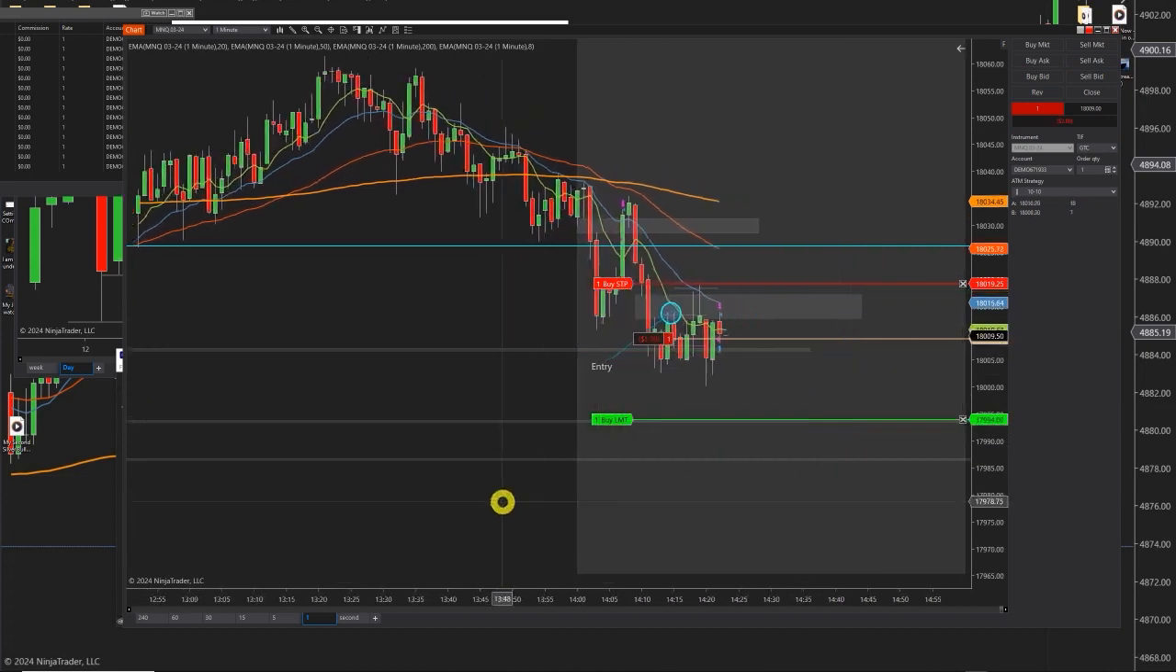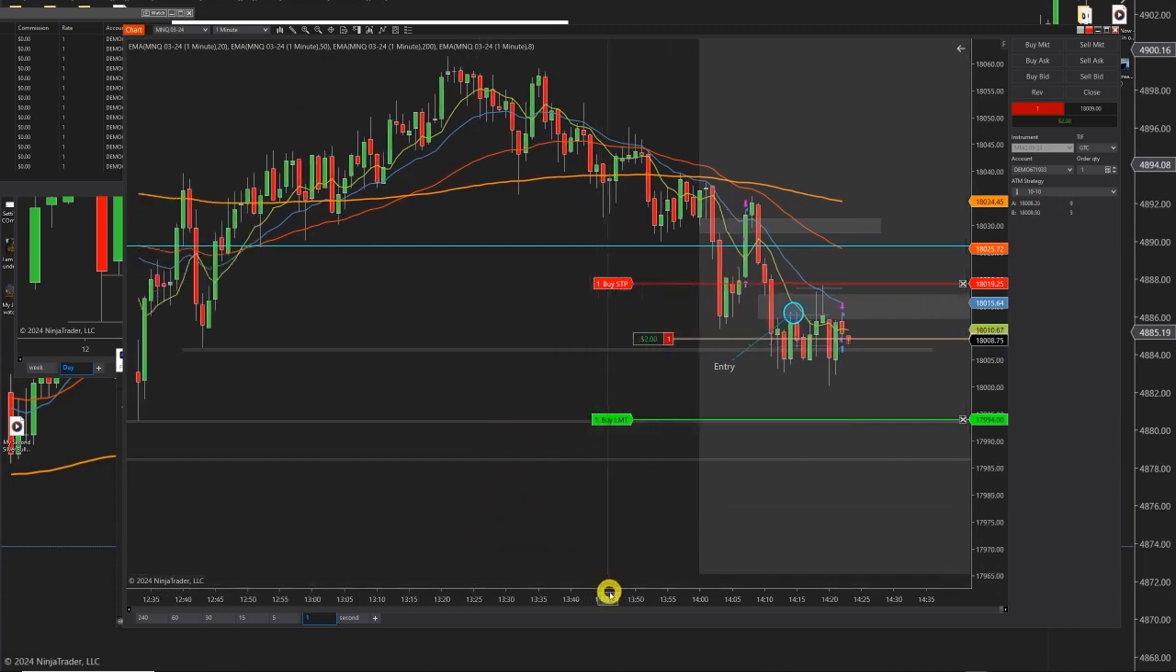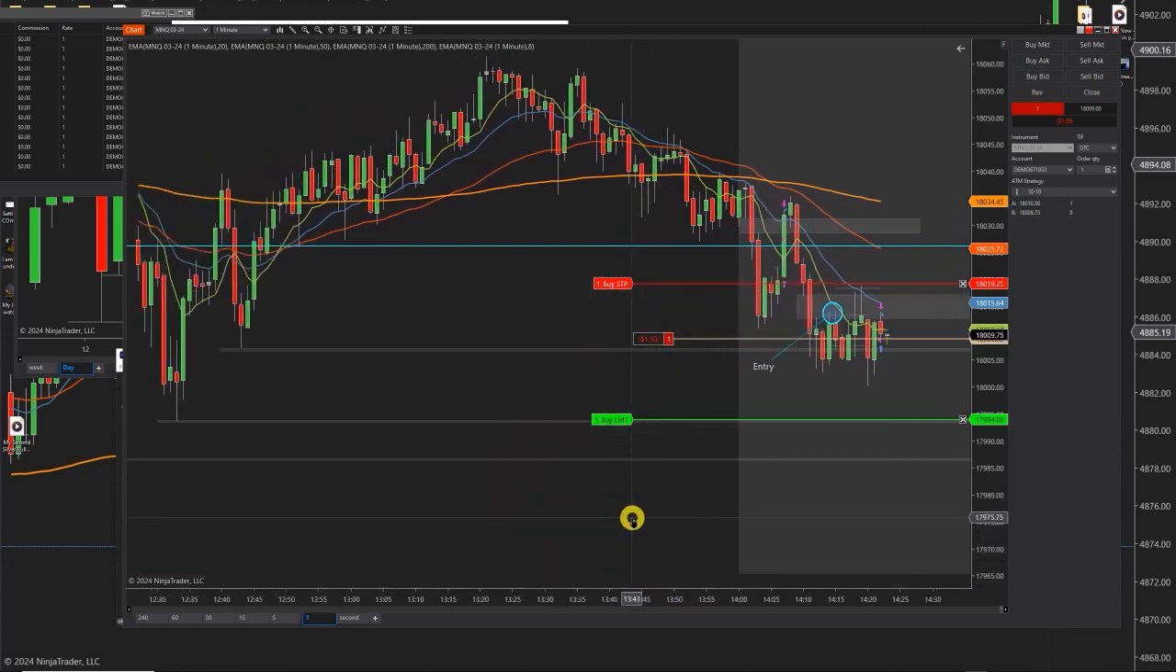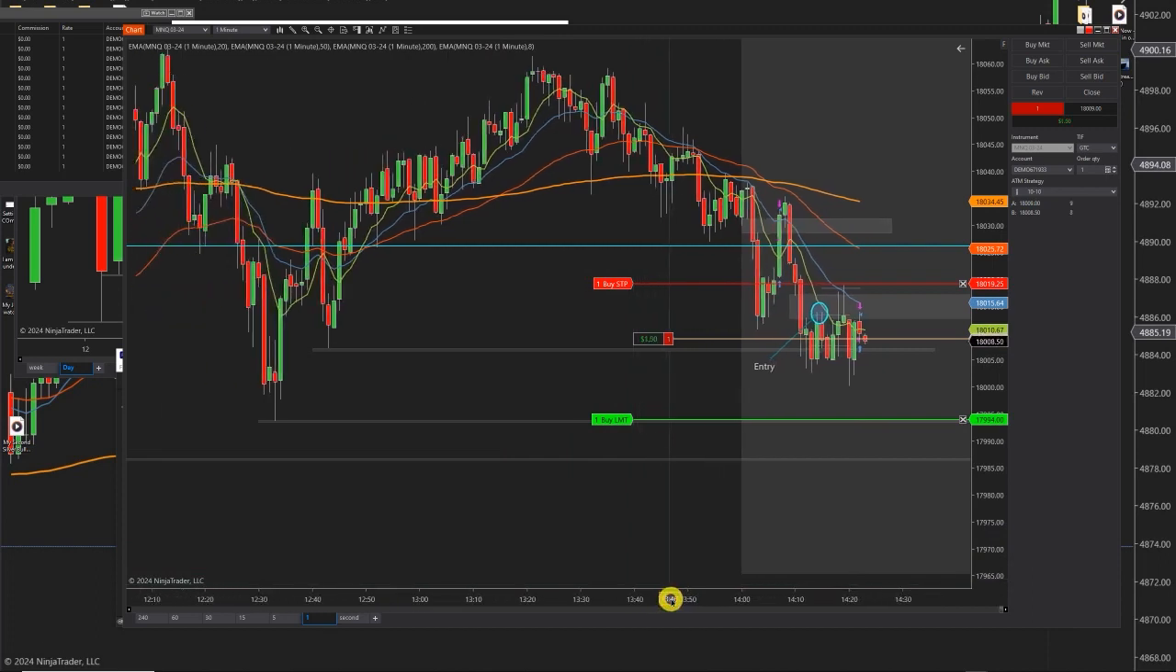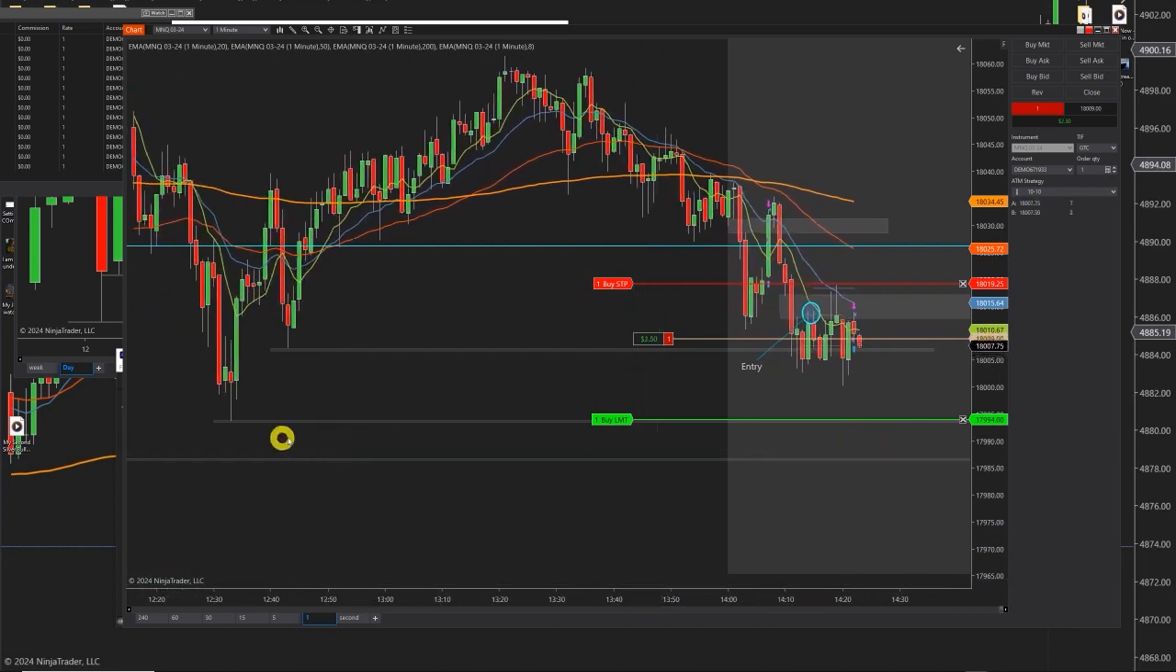All right, this is the last attempt, guys. I'm not going to overtrade and revenge trade here. If it works, it works. If it doesn't, it doesn't. So I'm looking for it to come down to this. This will be the last trade.